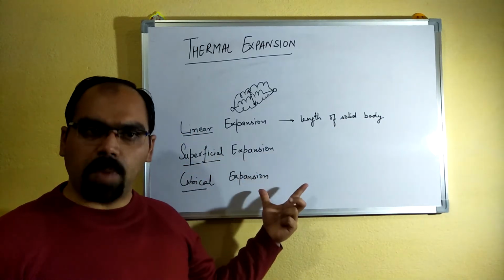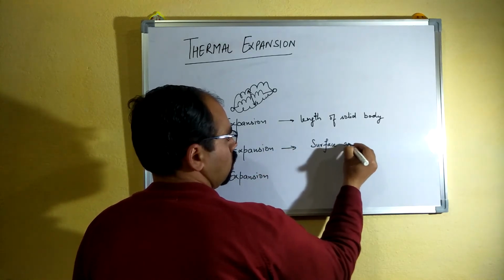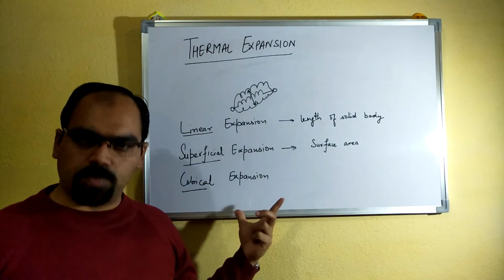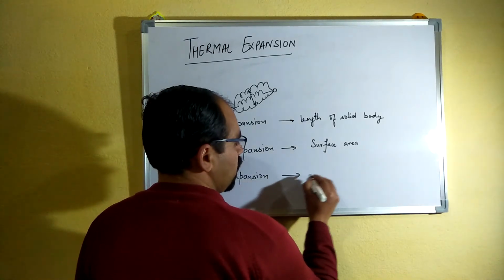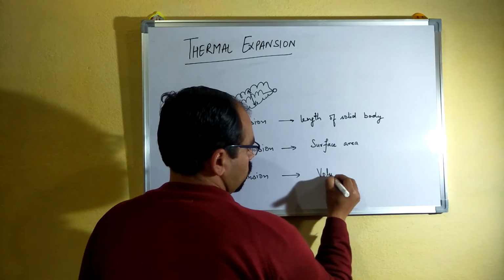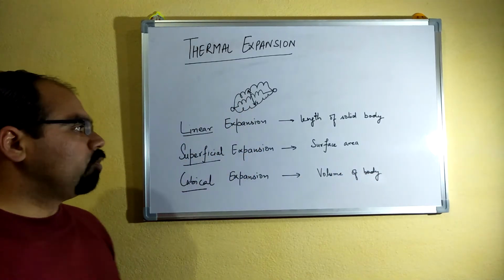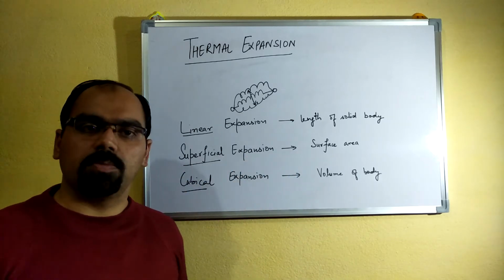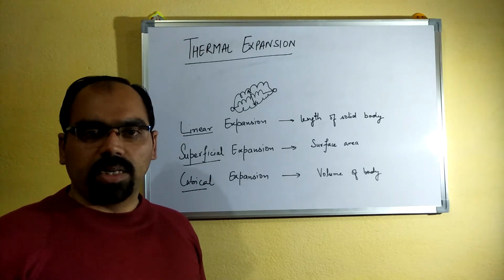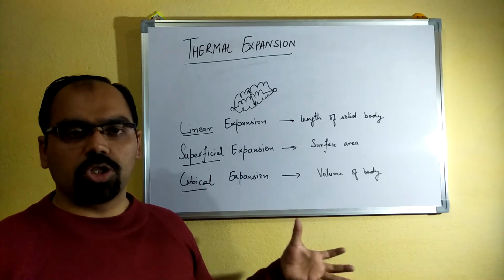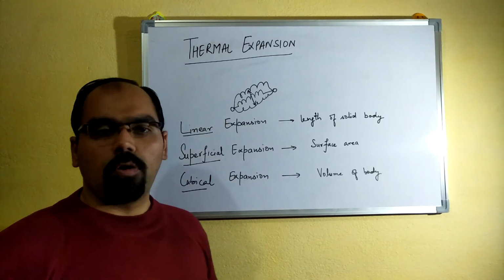In case of superficial expansion, two dimensions, and so the surface area of that body, changes. And in case of cubical expansion, there is a three-dimensional change in the body, and you are going to experience a volumetric change. Volume of the body changes. We have already studied why these expansions take place: whenever heat is provided, the vibrations of the interatomic particles increase, and that causes the change in the dimensions of the body. Now, let's have the values of the coefficients for these three types of expansion.